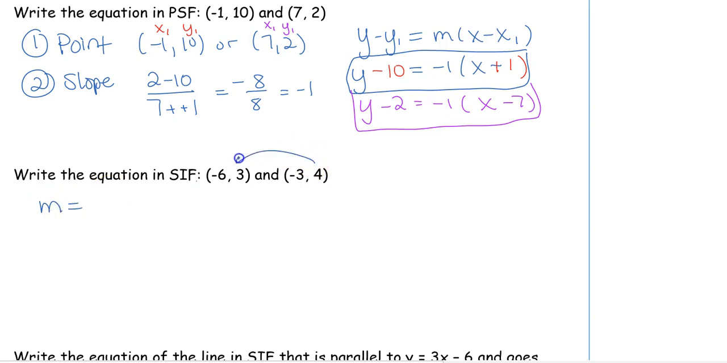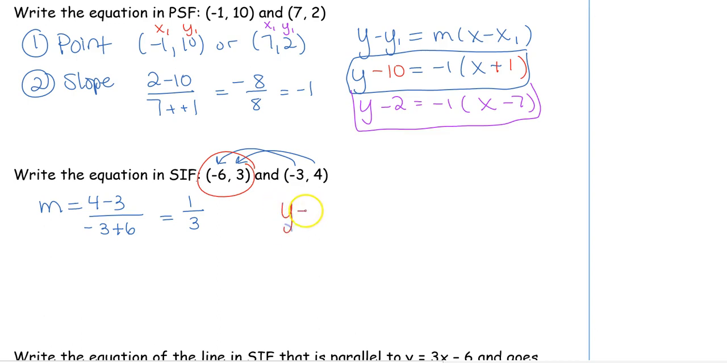We subtract our y's on top, 4 minus 3. Subtract the x's on the bottom, negative 3 minus a negative 6. It means I'm adding, so 4 minus 3 is 1. Negative 3 plus 6 is 3. Our slope is 1/3. We are going to start in point slope form. I'm just going to choose the first point. It does not matter. You're going to end up with the same answer in the end.